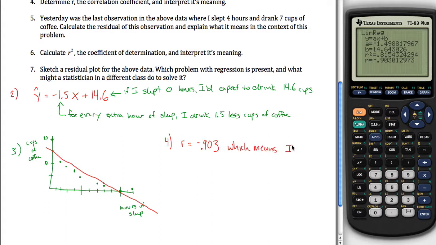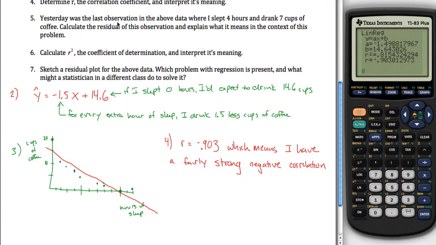I have a fairly strong, because the absolute value of this number is near 1. Fairly strong negative correlation. Negative because this is a negative number. So determine R, interpret its meaning, done.